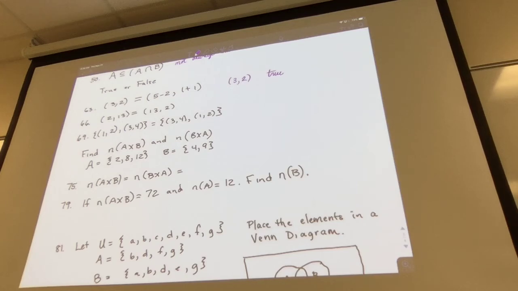But the next one is what's tricky. So they want to know, is the order 2, 13 the same as 13, 2? No. So that one is false.